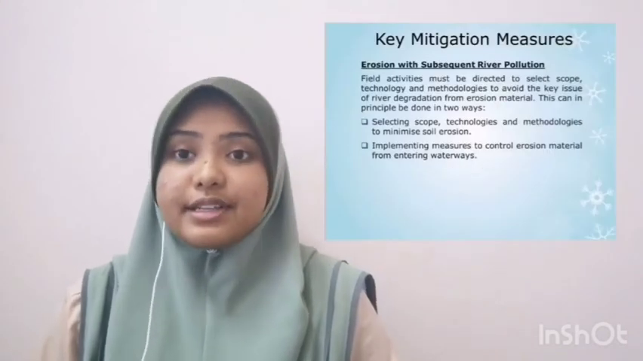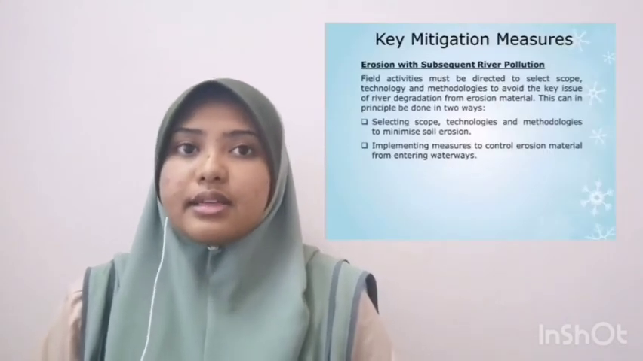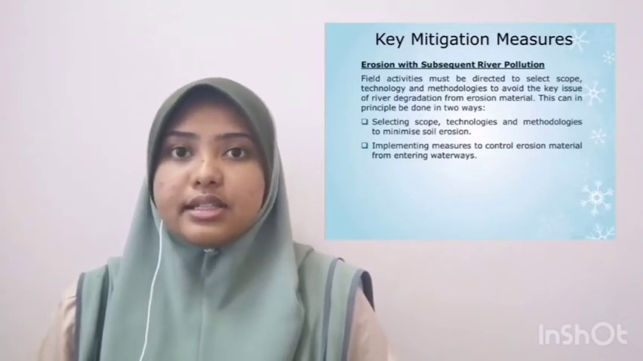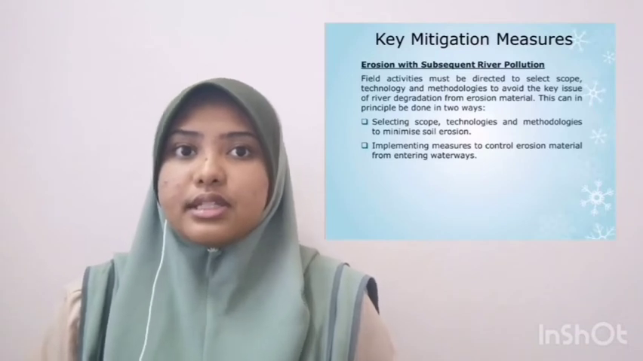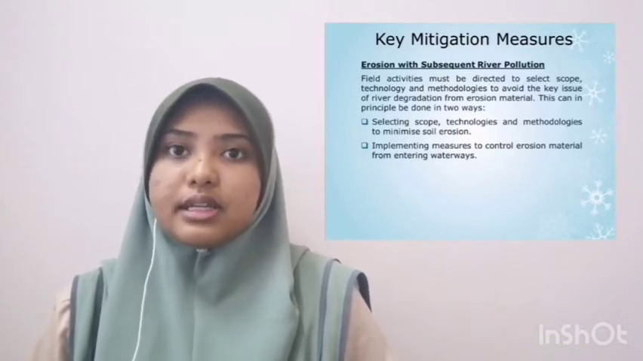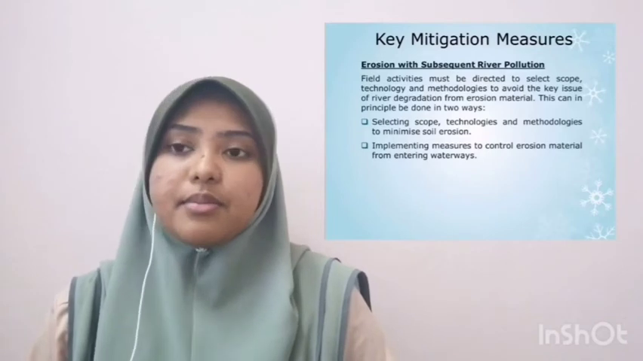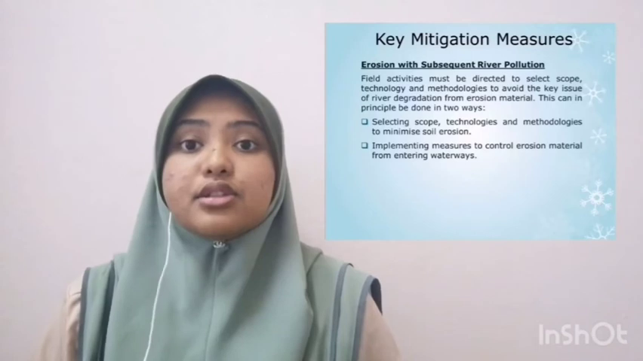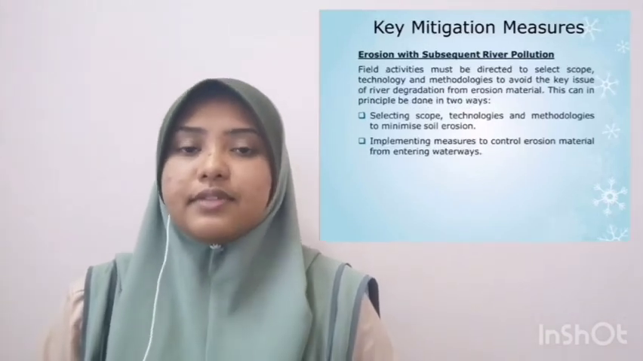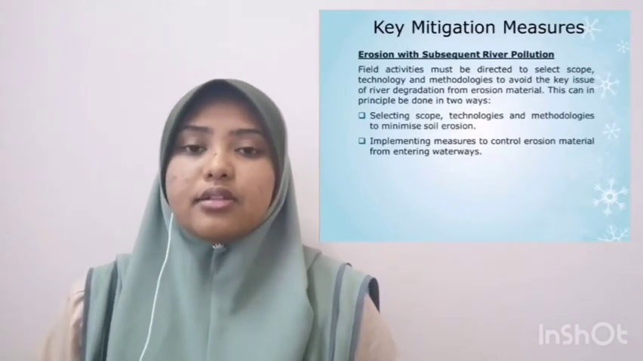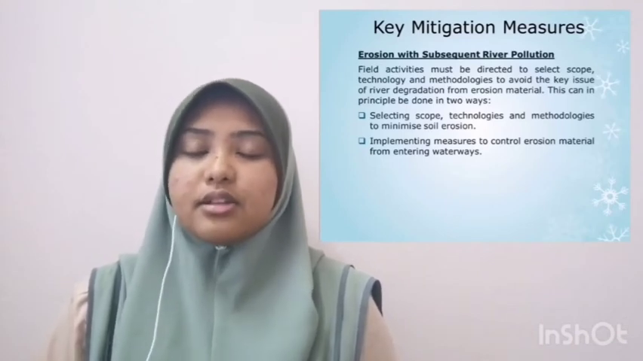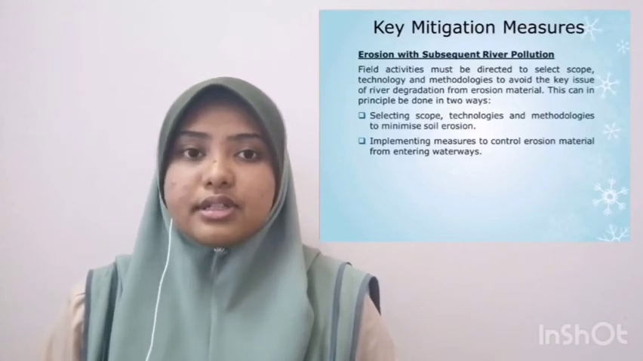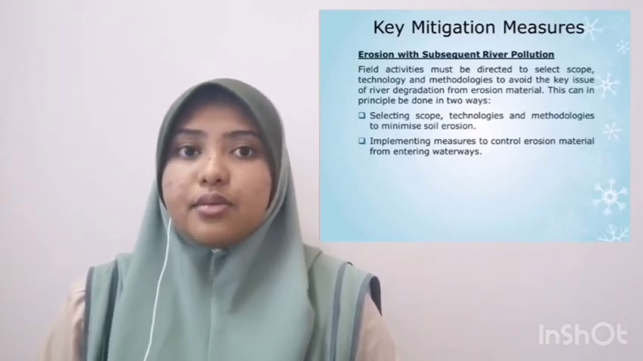Key mitigation measures. First, erosion with subsequent river pollution. Field activities must be directed to select scope, technology, and methodologies to avoid the key issue of river degradation from eroded material. This can principally be done in two ways. First, selecting scope, technologies, and methodologies to minimize soil erosion. And second, implementing measures to control eroded material from entering the waterways.